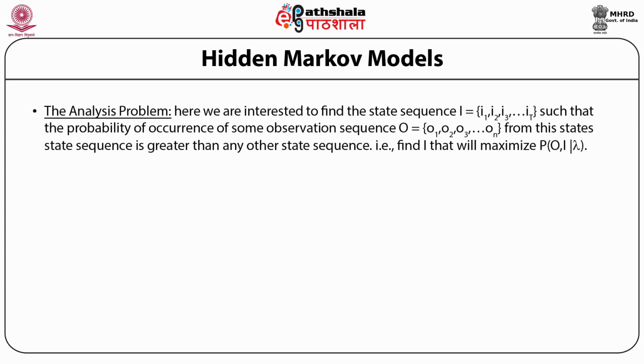Now if you look at the analysis problem, here my question is slightly different. I have a Markov model which has a certain state sequence within it, I = I1, I2, I3, and so forth. Now if I have an observed sequence O = O1, O2, O3, and so forth, the question is, how well does the state sequence I predict the observed sequence O? Which means I am asking the question, what is the joint probability of having the observed sequence O and the state sequence I given my Markov model?